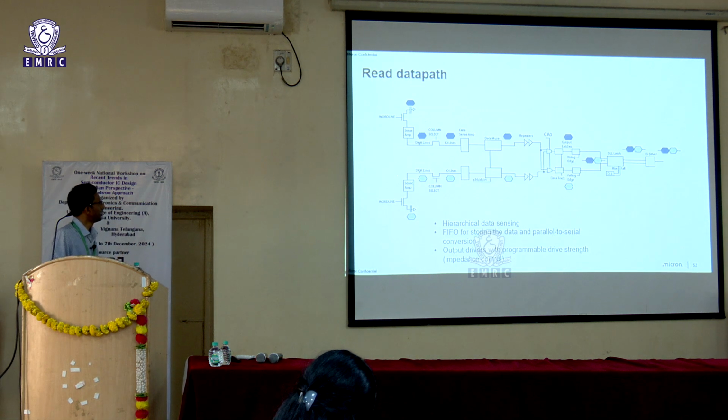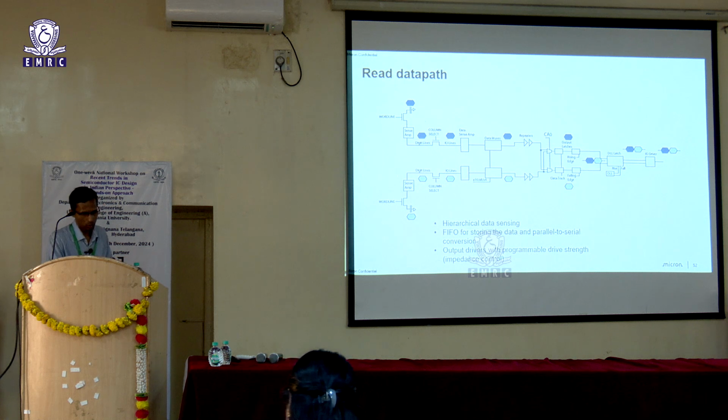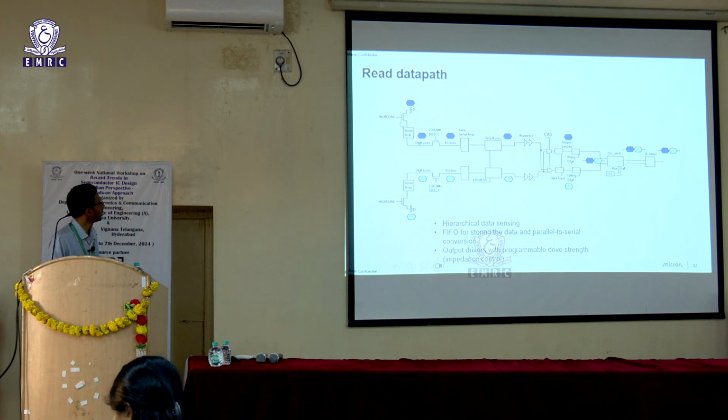This is a read data path. You have your word line tied to your bit cell. This is the innermost portion of your DRAM. Then we have seen the sense amplifier. You get the data out through the sense amplifier, and then you have a column select which will transfer this data to an IO line.